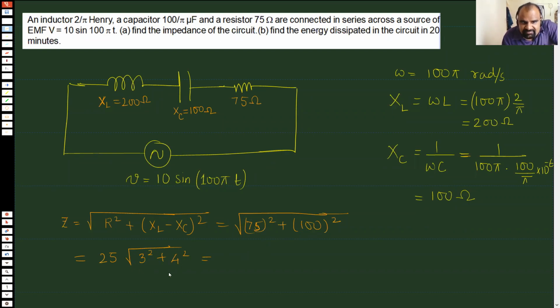Now it is the world famous Pythagorean triple. 3 square plus 4 square is equal to 5 square.